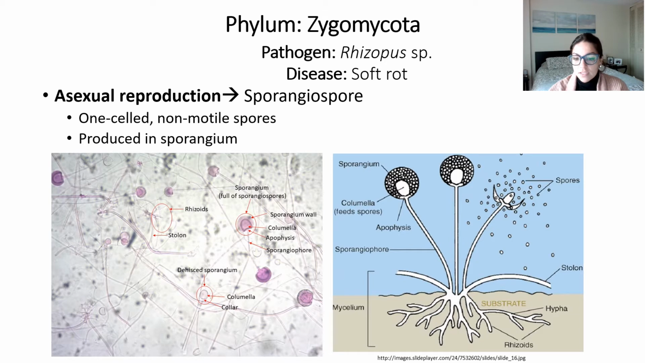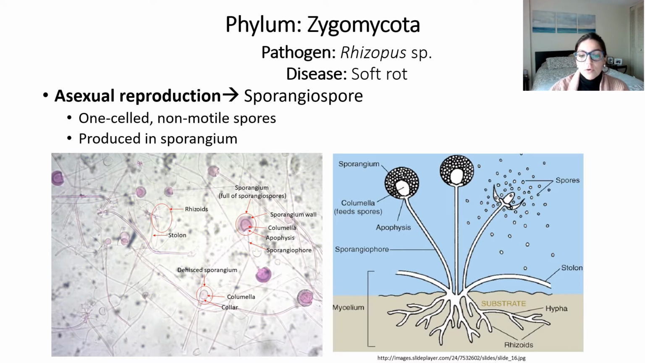Here we have a sporangiophore, and on it a sporangium is produced, and inside of this sporangium the sporangiospores are produced as well. The sporangium has different parts, so we have here the rhizoids, the sporangiophore, the apophysis, which is the base that keeps the sporangium together, the columella, which is the one responsible for feeding the spores, and the spores.